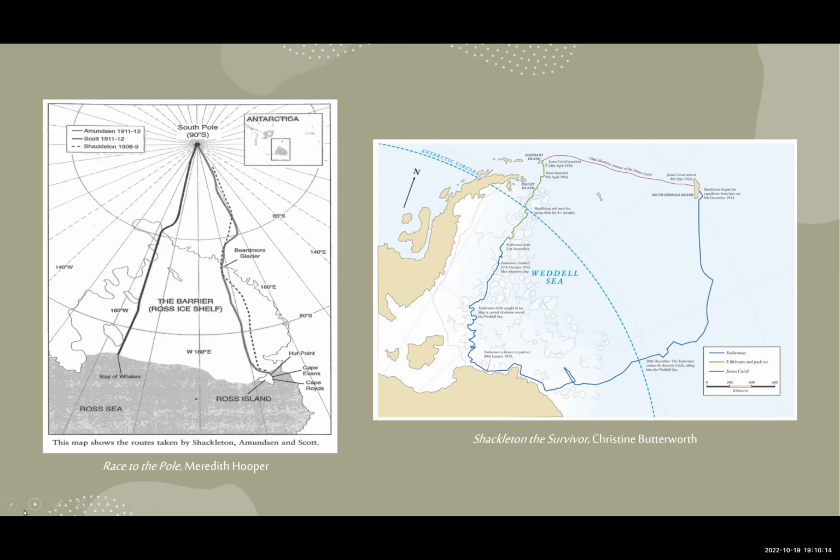The maps in these books map the movement of people, of the explorers, but they try to represent the space as static, which it just isn't. And the movement of the ice is actually important in the books, and it just is not represented in the maps most of the time. So this map on the right is from the book Shackleton the Survivor by Christine Butterworth.